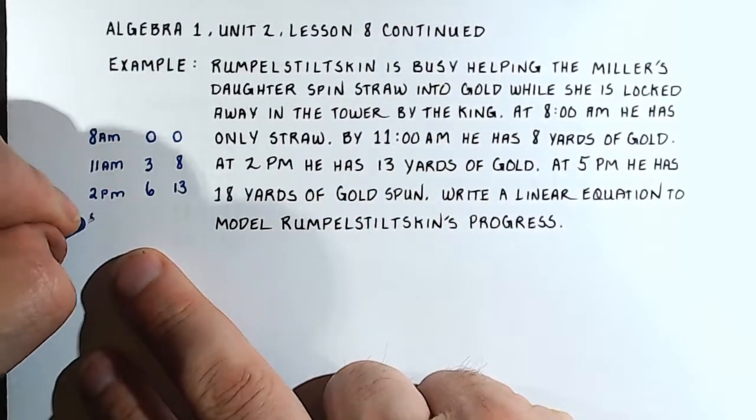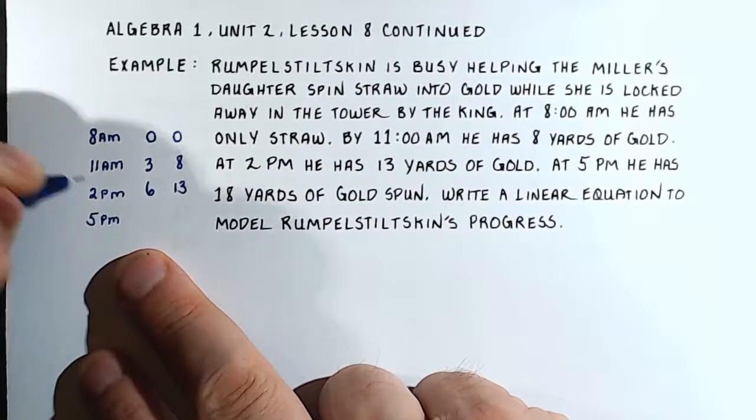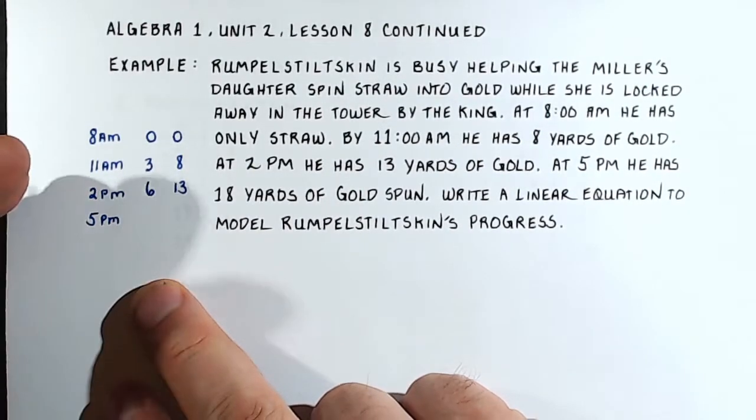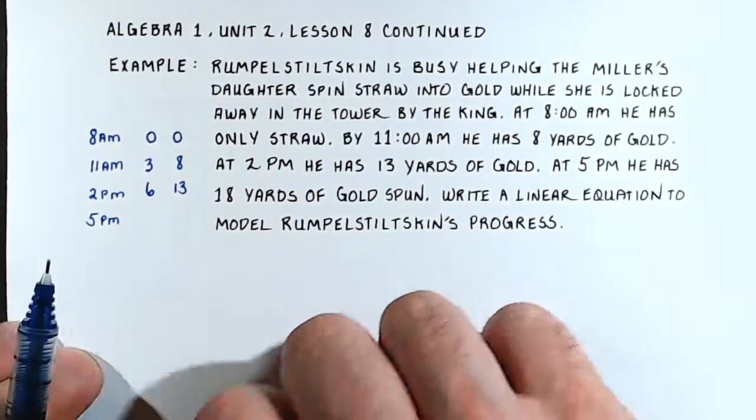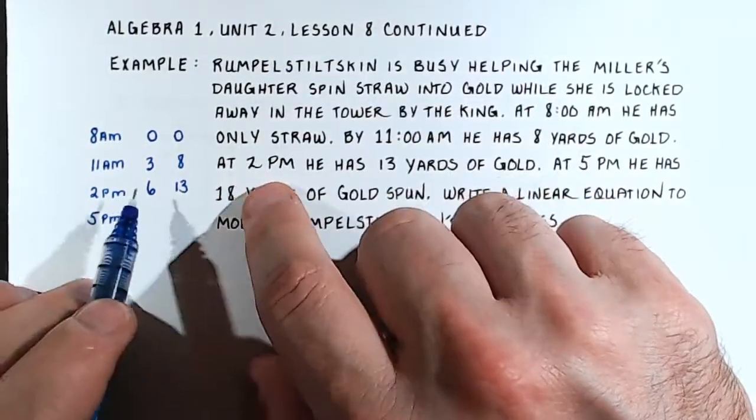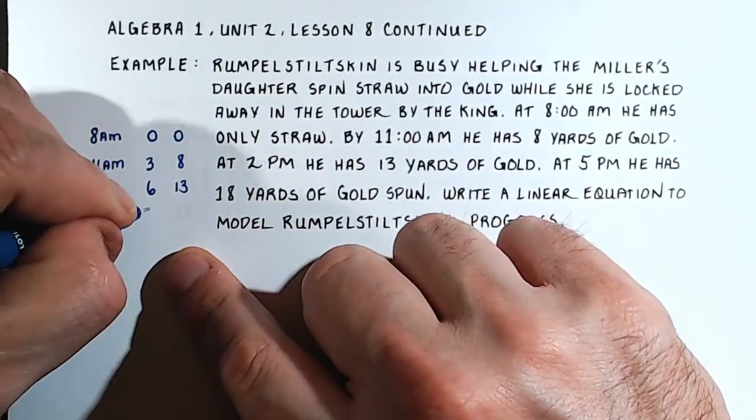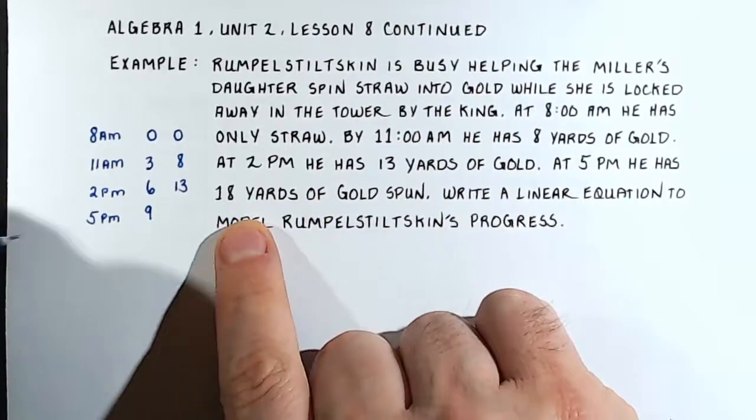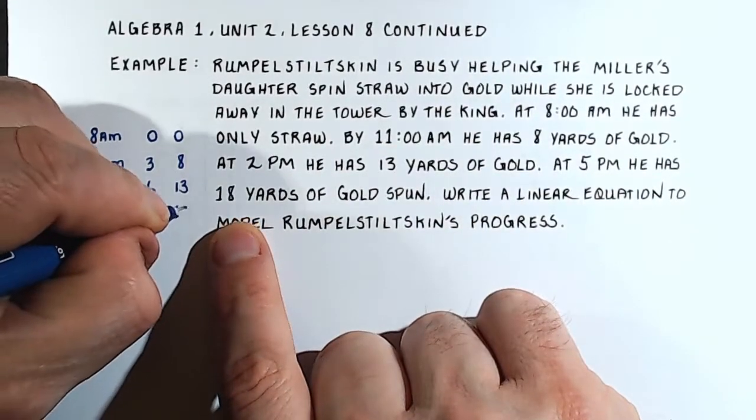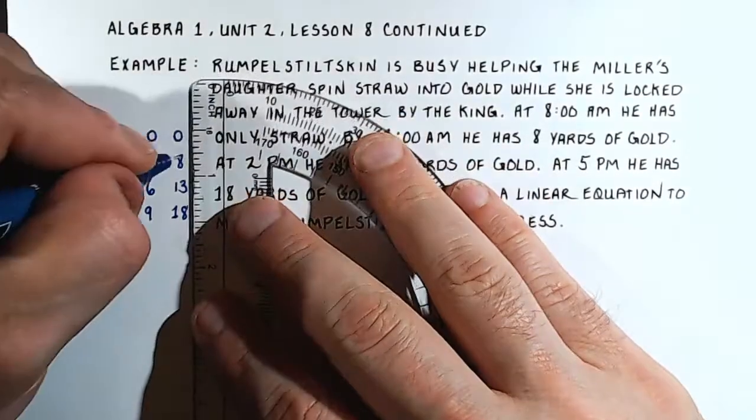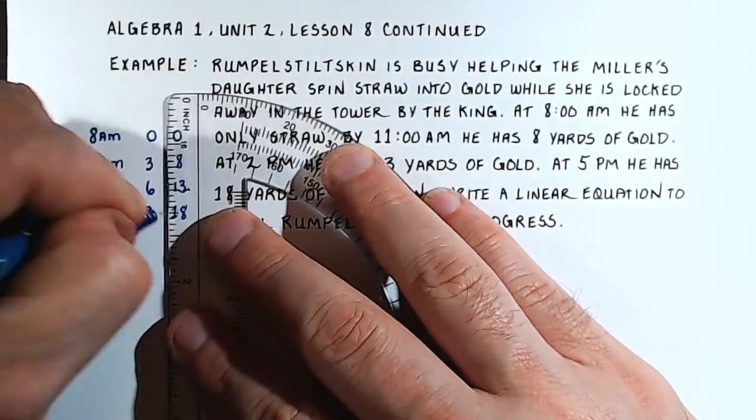Now at 5 p.m., okay, well, how many hours has passed since the start of the day, right? So from 2 to 5, let's see, 2, 3, 4, 5, that's 3 hours. So 6 plus 3 is 9. So at the 9th hour, he has 18 yards of gold. This is the table we need. Just this part right here.